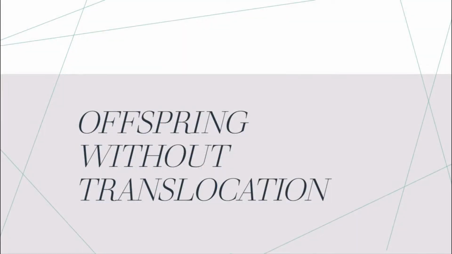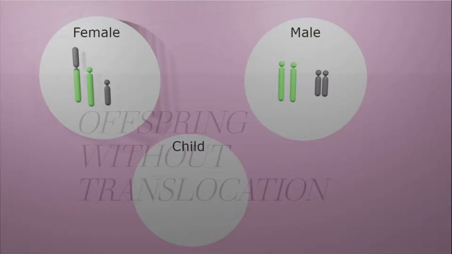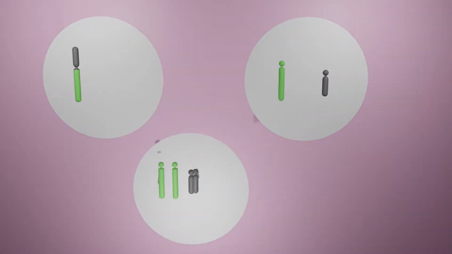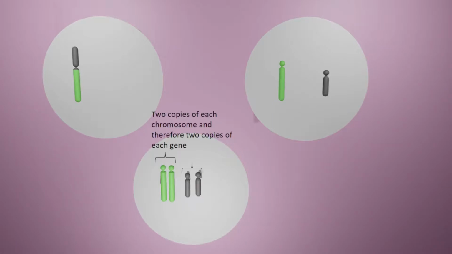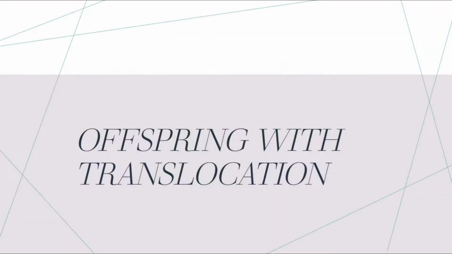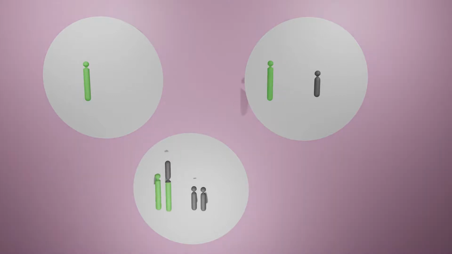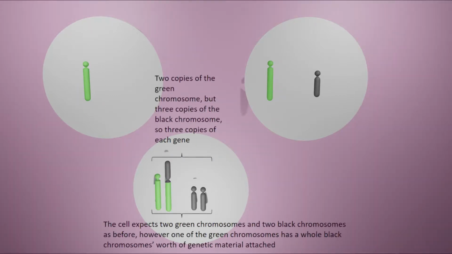Usually, a child is born with 2 copies of each chromosome, one from the mother and one from the father, as we can see here, with 1 green and 1 black chromosome coming from both the mother and the father. However, when a translocation is present, the translocated chromosome may be passed on to the child, as shown here, leading to 3 copies of the black chromosome.